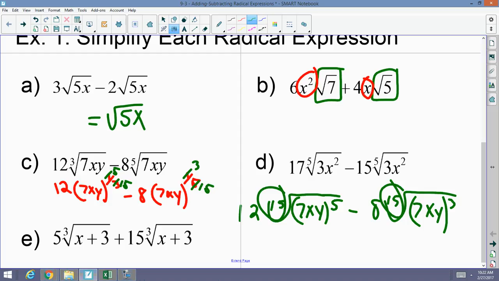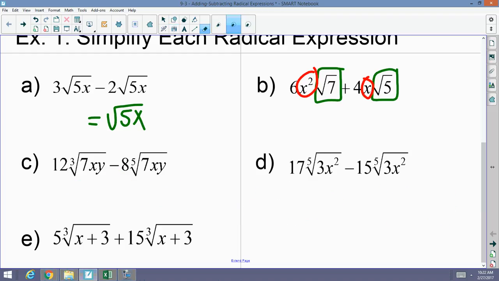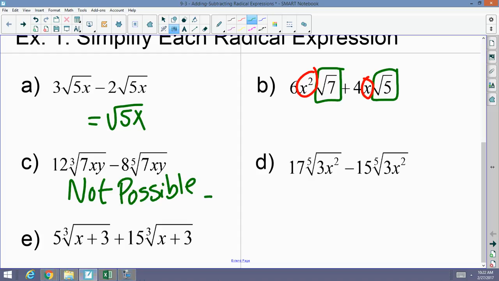But very good thought. I'm really proud of you for knowing how to go from the radical to the exponent. Very good. So when you're adding, there's no way to do it if they don't have the same index and the exact same radicand. You cannot add them. So here you would put not possible. Please do not put not real. It is a real situation. It's just not possible.